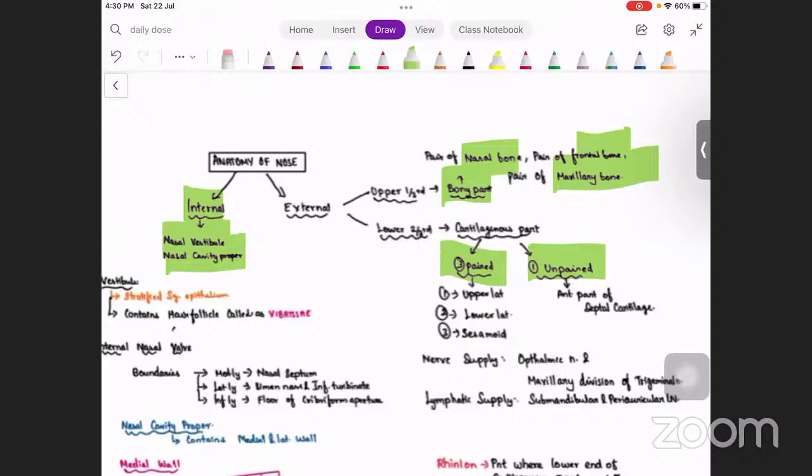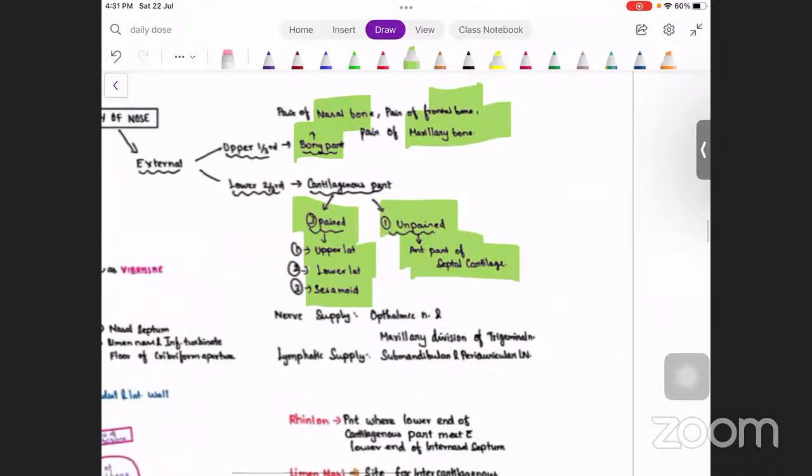One unpaired cartilage is the anterior part of your septal cartilage. While the three paired cartilages are upper lateral, lower lateral, and sesamoid one. And nerve supply of your lower two-third cartilaginous part is your ophthalmic nerve and maxillary division of your trigeminal nerve.